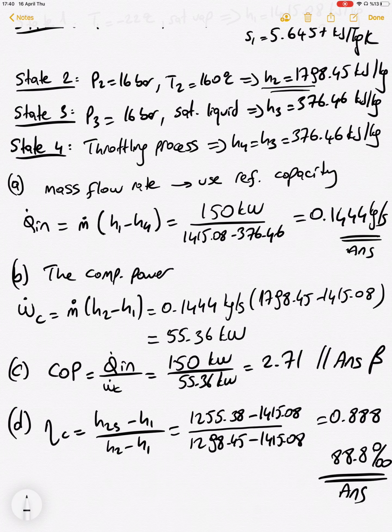Okay, and in the next example, we're going to see a heat pump.